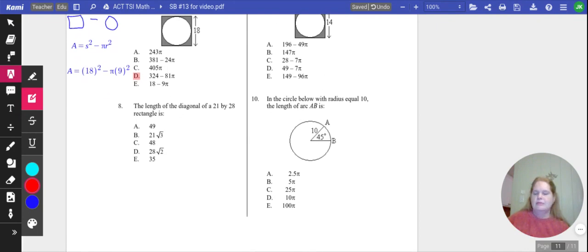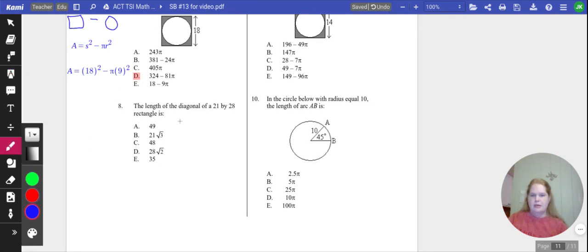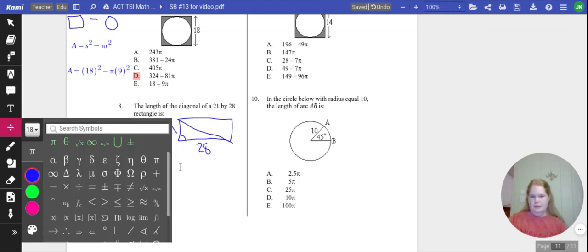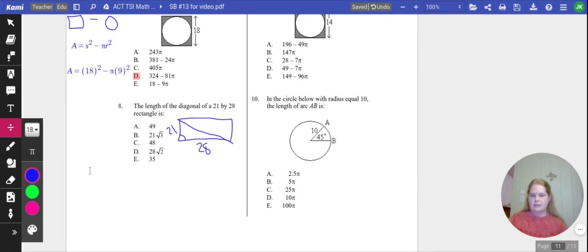All right, number 8, the length of the diagonal of a 21 by 28 rectangle. Let's go figure out what that is. I'm going to draw me a rectangle. Remember, the diagonal goes across from side to side. And this one's 21, and that's 28. If I could actually draw a rectangle, you know this is a right angle. And so I could use the Pythagorean theorem. And that's what I'm going to do.